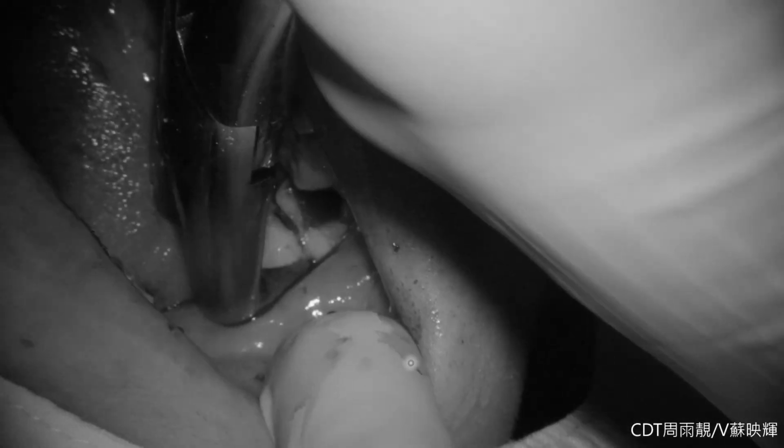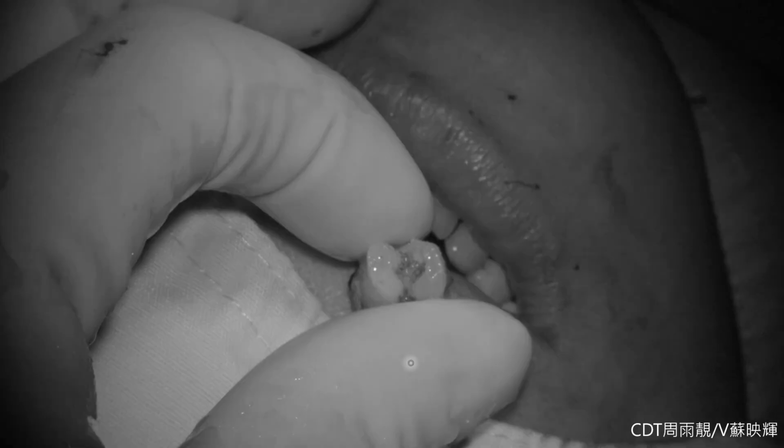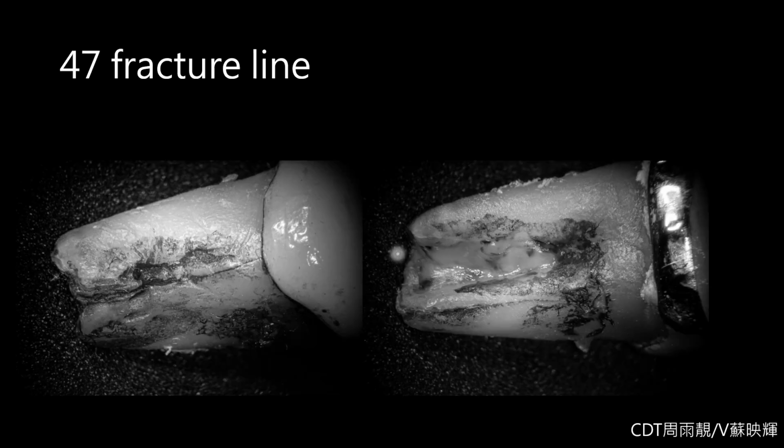Okay, you can see the analog is almost in its position. So here we found that it can get into the position. So we extracted the third molar. Okay. And this one is the third molar, and with the analog, we picture it. It's almost the same. And this one is the vertical root fracture tooth. I extracted it, and I found the root canal, the vertical root fracture here.